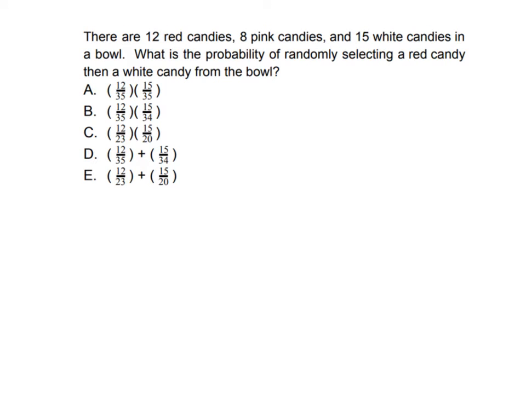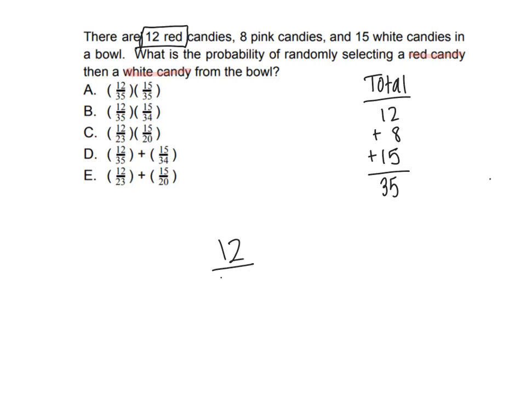The first problem says there are 12 red candies, 8 pink candies, and 15 white candies in a bowl. What is the probability of selecting a red candy, then a white candy from the bowl? So we know that there are 12 red. We also need to know how many total. So total number of candies in the bowl, I've got 12 red, 8 pink, 15 white. So I want to add those all together. And when I add them together, I figure out that there are 35 candies in the bowl. So the probability of me picking red is 12 out of 35.